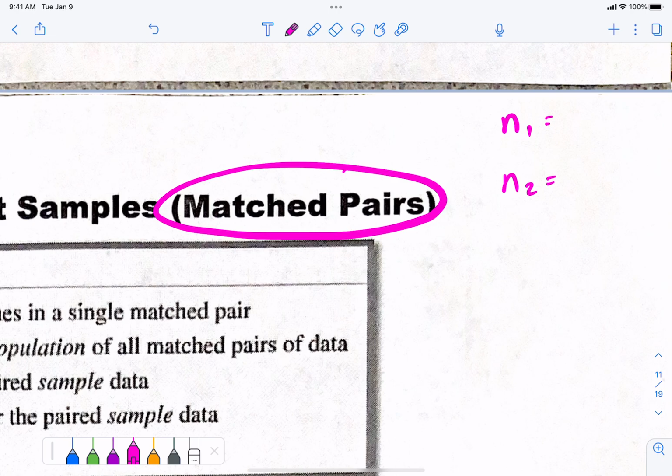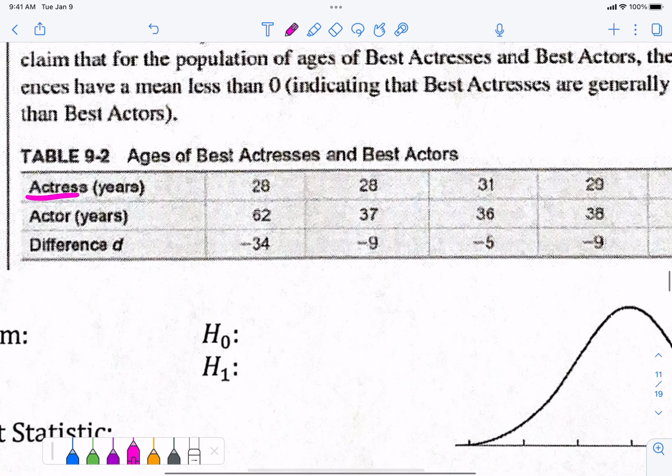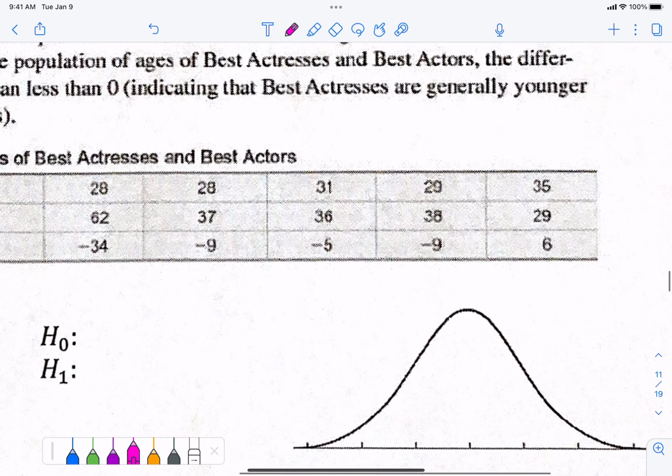We had N1 and N2, and N1 was like 12, and N2 was like 15, meaning we had one data set with 12 and one data set with 15. We do not have that today. Today, we have the same number of data in each set. So like if we're testing males and females or actresses and actors, we have the same number of each, okay? And that makes it nicer because we can match them up, okay?